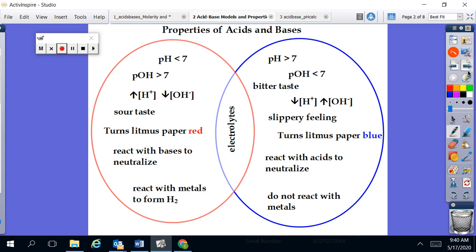Now, one thing they have in common, if you can see in the middle of the Venn diagram, is that they are all electrolytes. An electrolyte has the word electro in it, and it just means it can conduct electricity. Electricity can run through an acid and a base. Okay, so if you need to pause this to write these properties down, it is something you need to know.